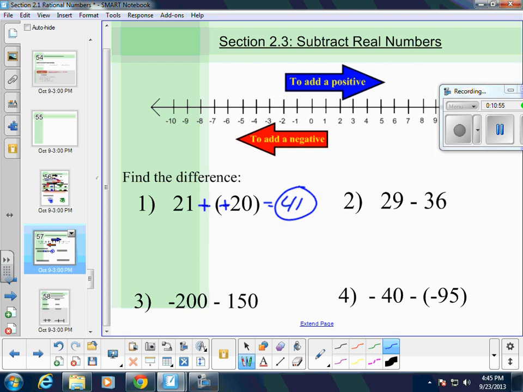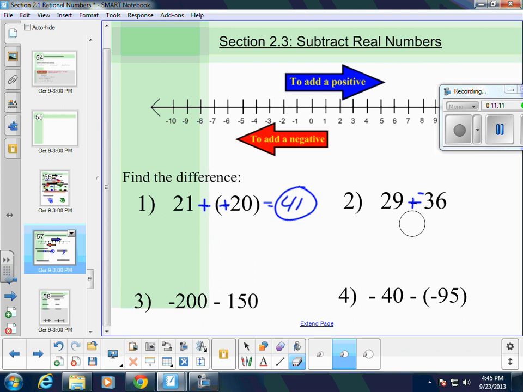But here's the way that I'm going to show it up on the board. This is the method I used, and this is the method that I still use. 29 minus 36. This one is subtraction, so I'm going to chop that and make it addition. And then I'm going to make a dash in this case. I'm going to make that negative 36.